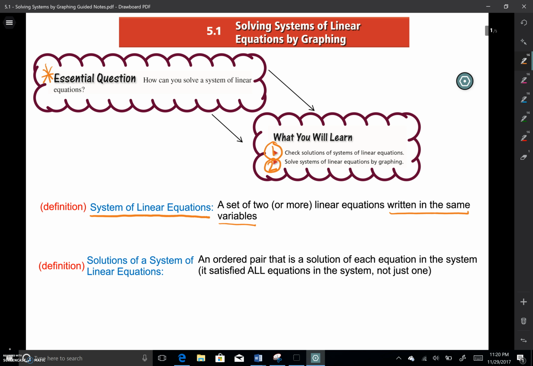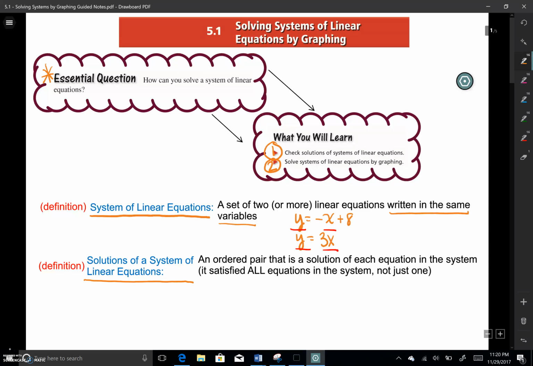So if you see x and y in the first equation, you're going to see x and y in the second equation as well. An example of a system is something like y equals negative x plus 8, and y equals 3x. So we're being given more than one equation at a time. That's what's making it a system. And again, because I see x and y here in the first equation, I also see x and y in the second equation.